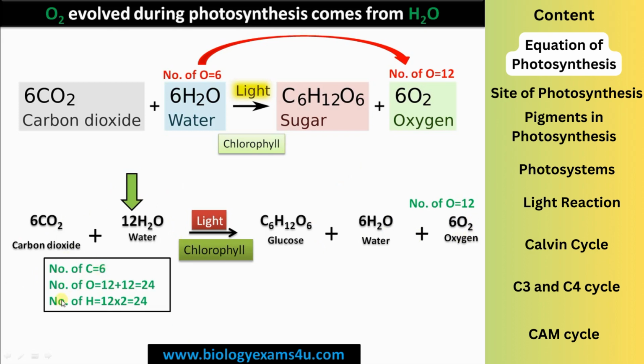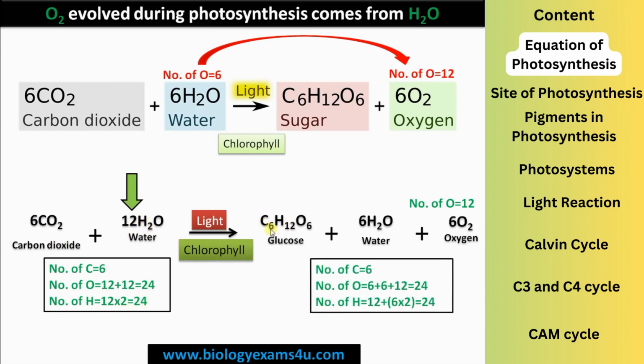Number of carbon, it is 6. Number of oxygen, 6 into 2, that is 12, plus 12, that is 24 oxygen atoms on the reactant side. Number of hydrogen, 12 into 2, that is 24. On the product side, number of carbon, it is of glucose, that is 6. Number of oxygen, here it is 6, here also 6, 6 plus 6 into 2, that is 12, so 24 oxygen atoms. And number of hydrogen, here it is 12 plus 6 into 2, that is 12, that is 24. The equation is balanced.